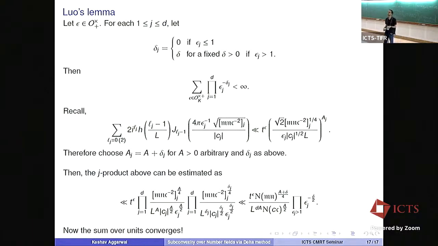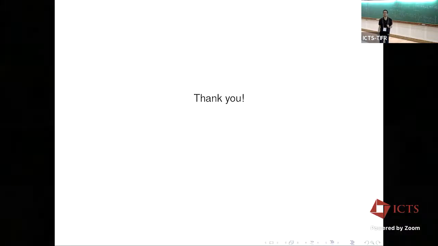So there are a few tricks that you will have to do over number fields in order to make sure that the classical methods do extend over number fields. Okay, I'll stop there. Thank you.